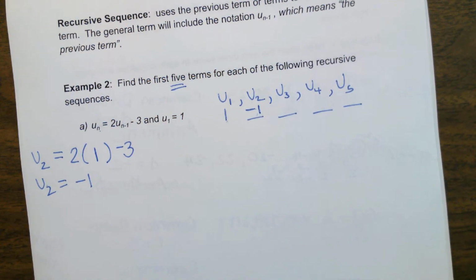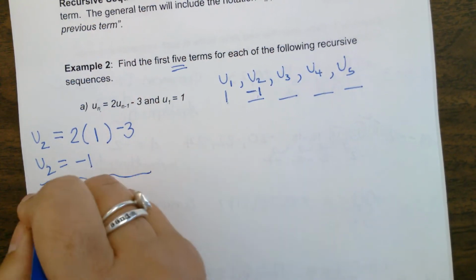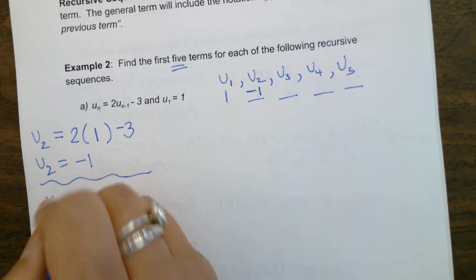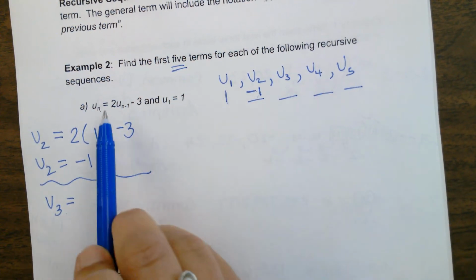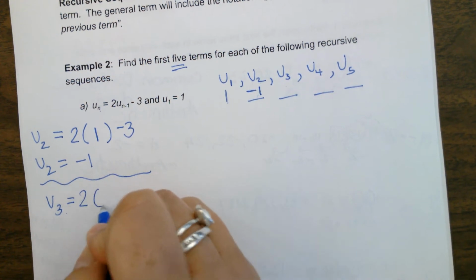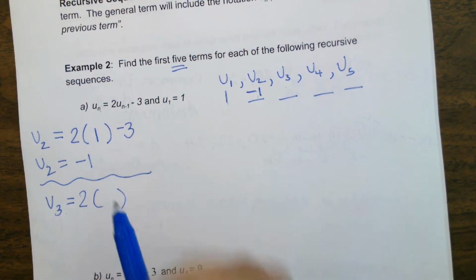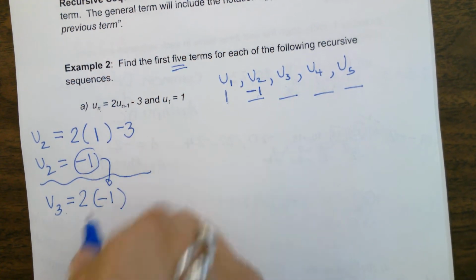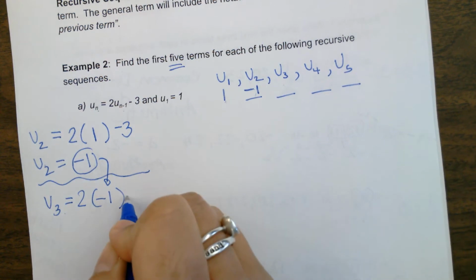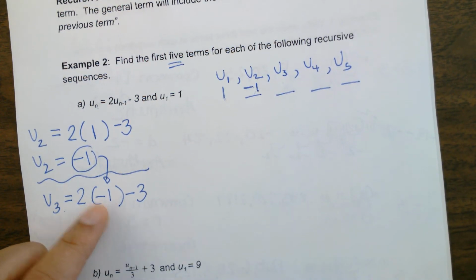All right, let's try to find our third term. u sub 3 equals 2 times our previous term that we got. This was our previous term, so we're going to stick it in. Minus 1, minus 3. So be careful, this is a negative right here.